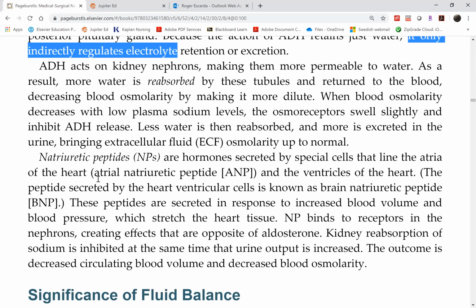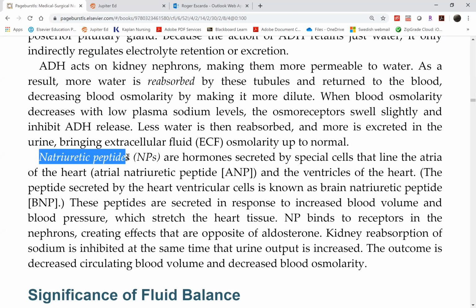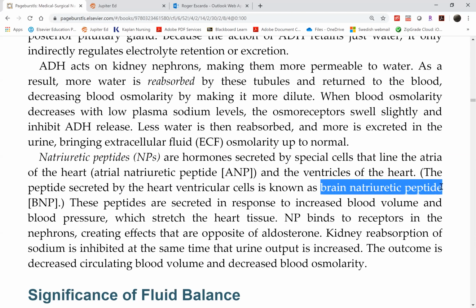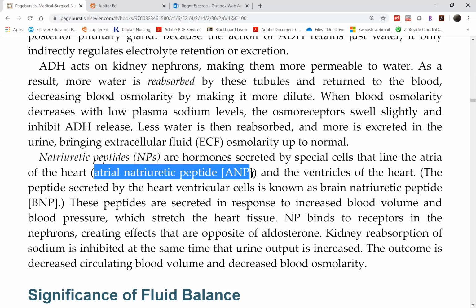This will release these peptides right here. These are hormones secreted by the ventricular cells, particularly if it comes from the ventricles. It's called the B type or brain natriuretic peptide. If it's coming from the atria, meaning the atria are the ones that are dilated or stretched, it will be ANP. Either way, whether it's ANP or BNP, these two hormones serve two purposes.